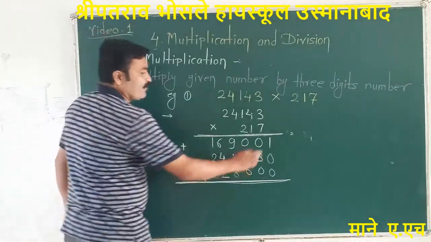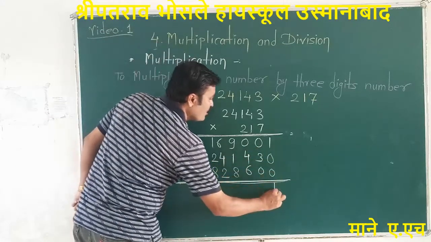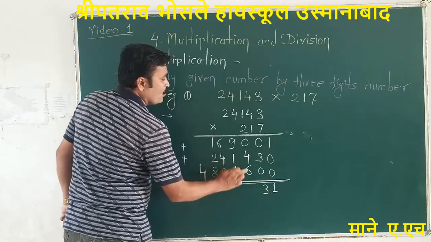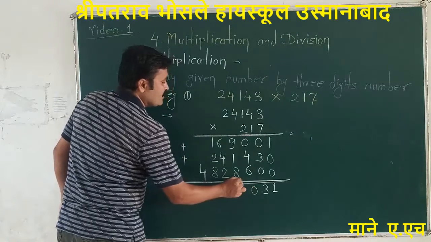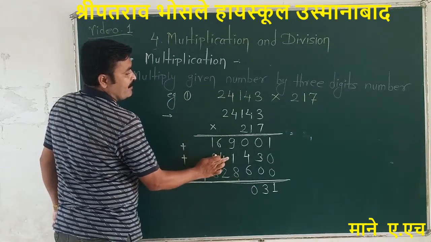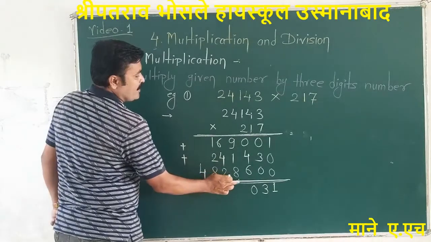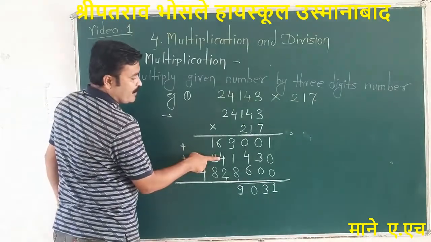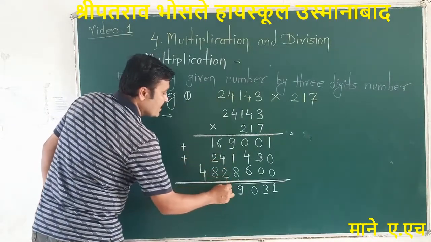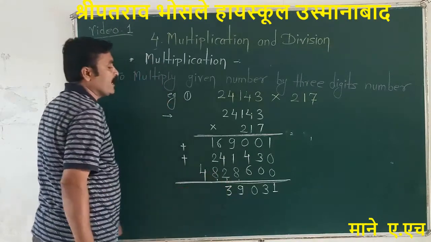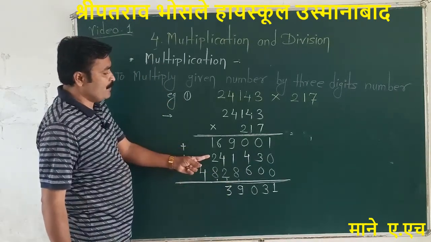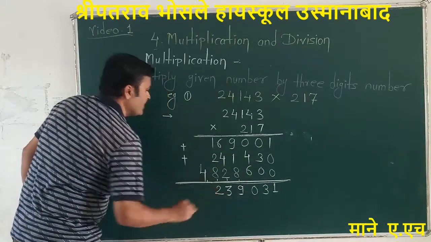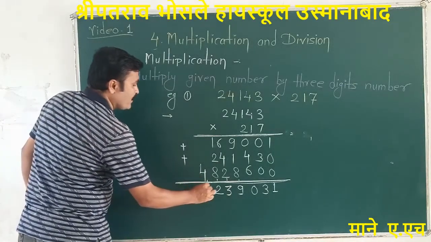So starting from the ones place, 1 plus 0, 1, 3 plus 0, 3, 4 plus 6, 10. Write here 0, 1 carry. 9 plus 1, 10, 10 plus 8, 18, 18 plus 1, 19. Write here 9, 1 carry. 6 plus 4, 10, 10 plus 2, 12, plus 1, 13. Write here 3, 1 carry. 1 plus 2, 3, 3 plus 8, 11, 11 plus 1, 12. Write here 2, 1 carry, and last addition 4 plus 1, 5.